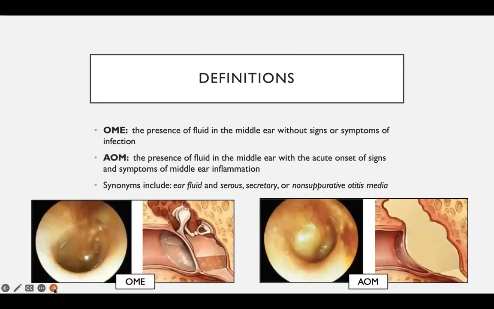Just going further into some definitions. So otitis media with effusion, or OME, is the presence of fluid in the middle ear without any signs or symptoms of infection, which is important. And then AOM, or acute otitis media, is the presence of fluid in the middle ear with the acute onset of signs and symptoms of middle ear inflammation and infections. And synonyms for OME are ear fluid or serous effusion, secretory effusion, or non-suppurative otitis media. And I thought this image quite nicely illustrates the differences between the two.